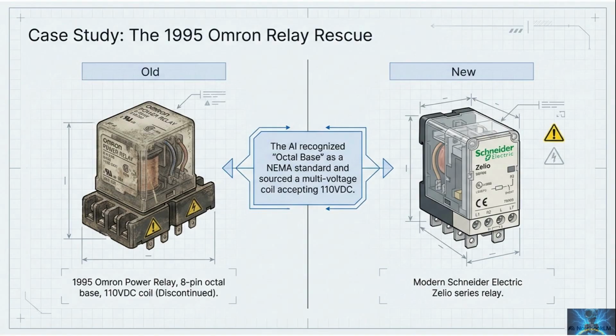Case study: the 1995 Omron relay rescue. Here is a real-style example: an older power relay with an 8-pin octal base and a 110 volts direct current coil. Discontinued. The key insight is recognizing that octal base points to a standardized base style. From there, you can find a modern relay family that fits the base and supports the required coil behavior, like a current production Schneider Electric Zelio series relay.